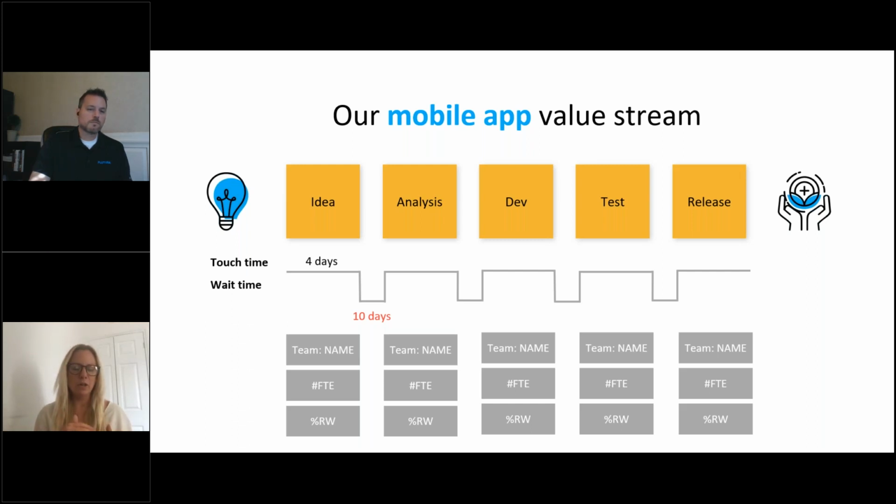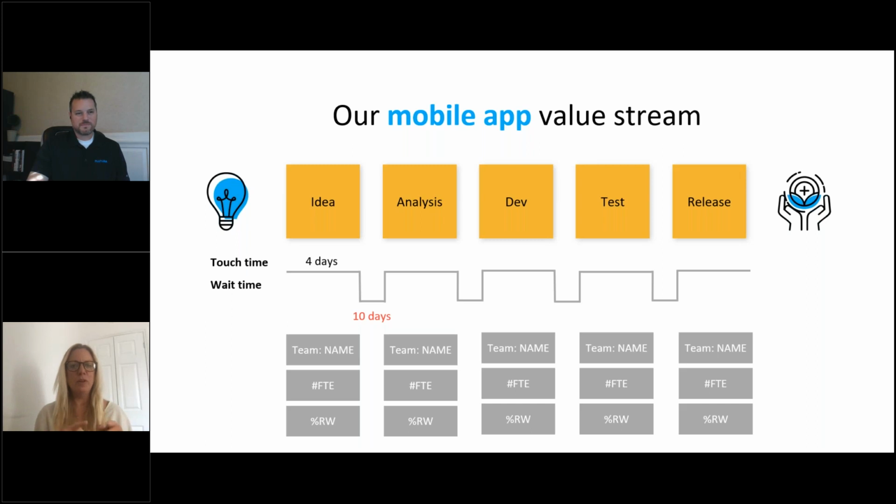And what these other grey metrics give us is a view of how many people are involved. Jeff said earlier that one of the things he's often asked, when we put in that 4 days of touch time for idea, is: is that 10 people working for 4 days each, or is that 4 people working for 1 day on the same day? That's an elapsed time, so that's 4 days. That's Monday, Tuesday, Wednesday, Thursday.